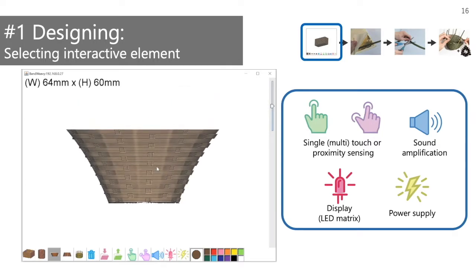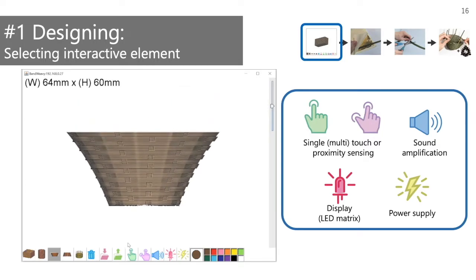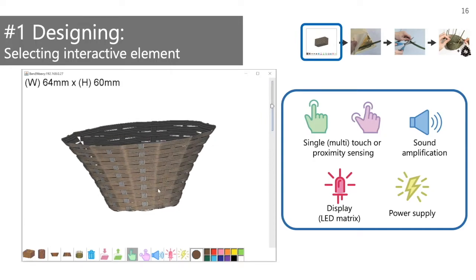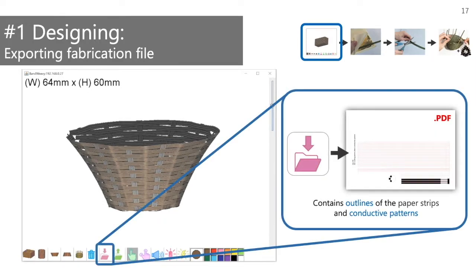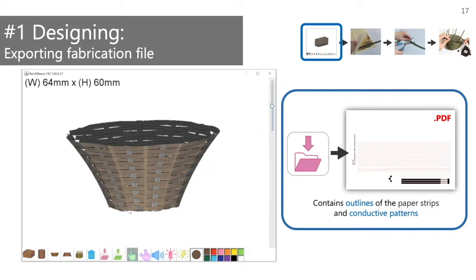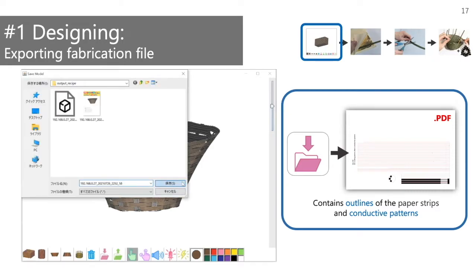Once the shape is determined, the user selects the interactive elements to apply, then adjusts the positions on the surface. This function generates conductive patterns for wires and electrodes to implement interactive elements at specified locations on the bottom or side of the object. When the user clicks on the export button, the fabrication file will be output. The fabrication file contains the outline of the paper strips and conductive patterns.